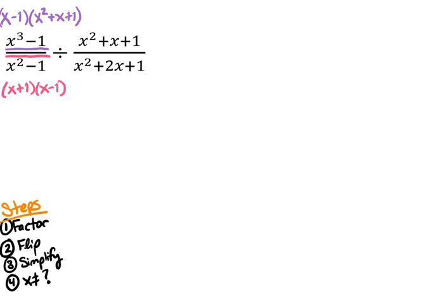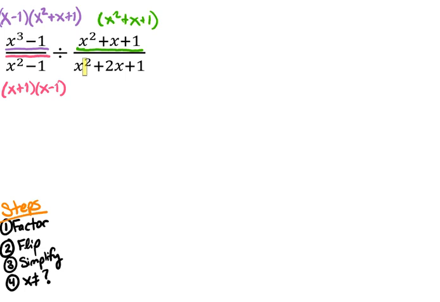We can now factor our second numerator, which is a trinomial with a leading coefficient of 1. So we're looking for two numbers that will multiply to 1 and add to 1. And there aren't numbers that will multiply to 1 and add to 1. And so this is our completely factored form there. So we'll write that down as an x squared plus x plus 1.